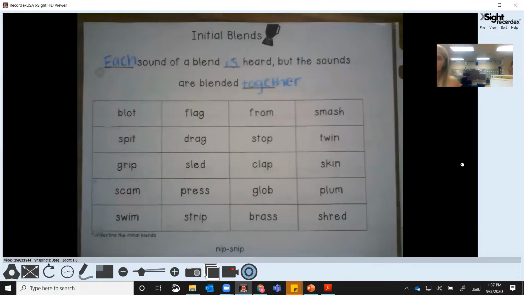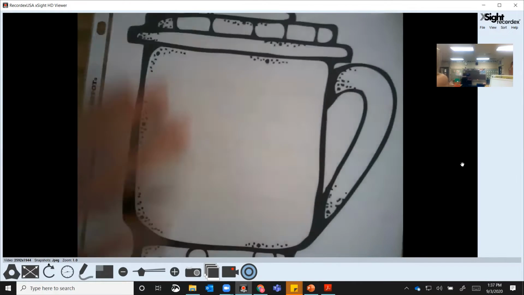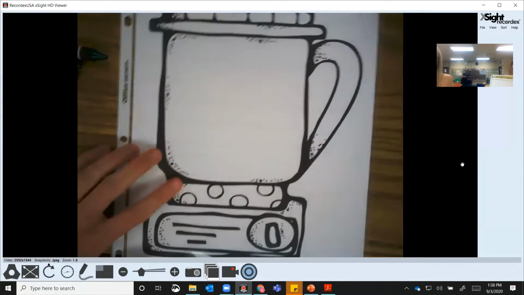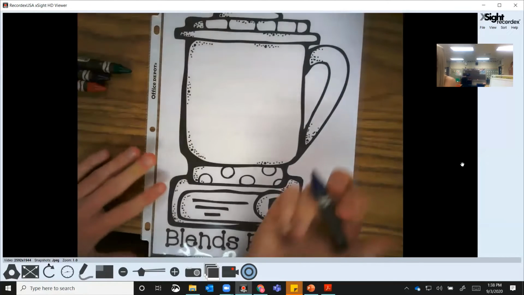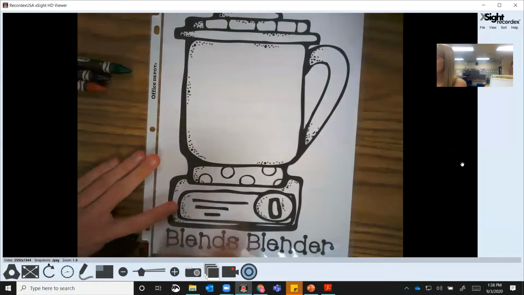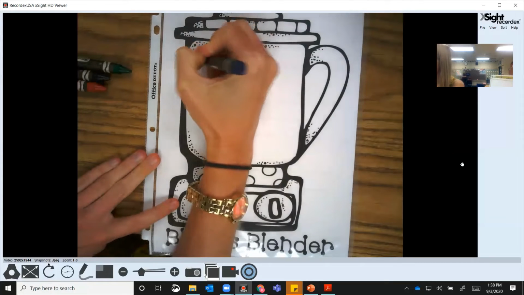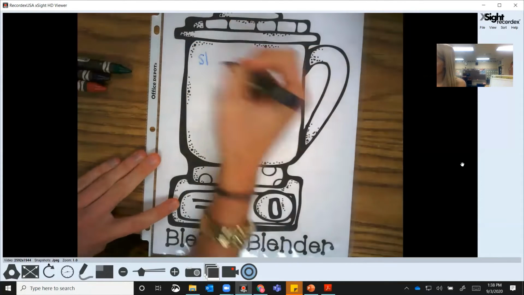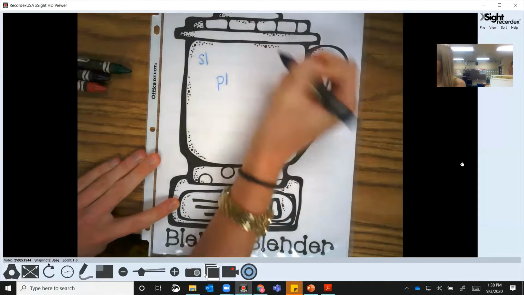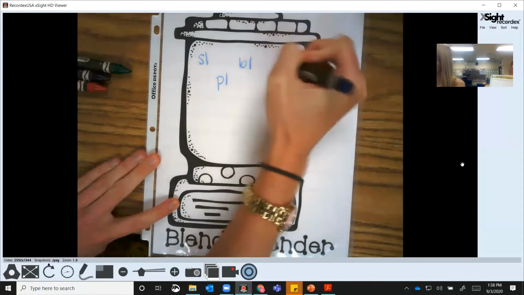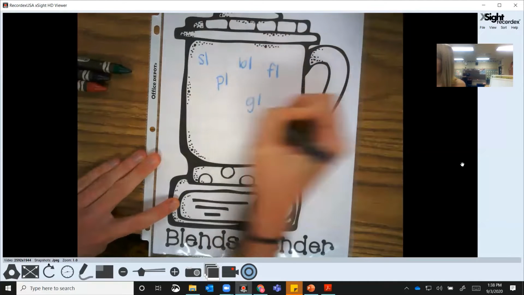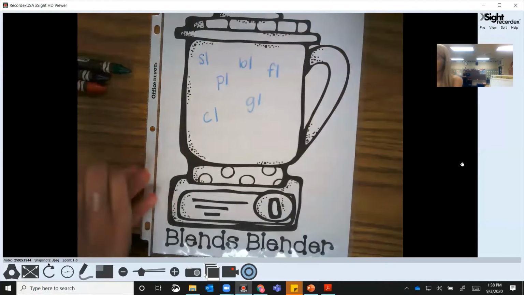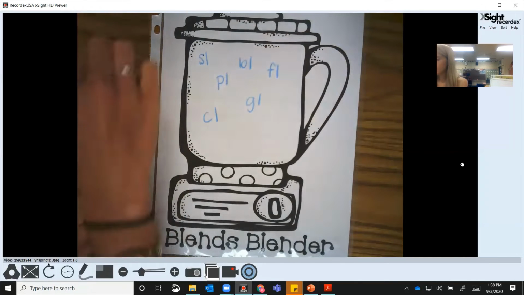So let's go over some of the blends that we might see. We're going to talk about the blends we see at the beginning of words, the initial blends. First we have the L blends. You might see SL, PL, BL, FL, GL, CL. That's a common blend pattern you see, the L blends.